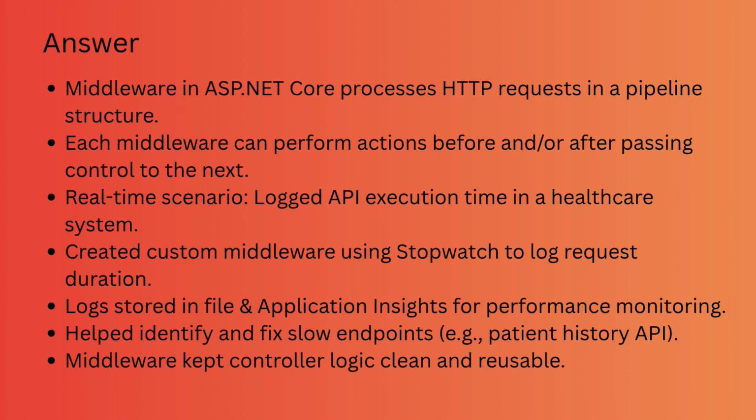Finally, I logged the request path and the time it took to execute into a file, and also pushed it to Application Insights for dashboarding. This helped us identify performance bottlenecks. For example, the API that fetched patient history was taking over 3 seconds. Using this middleware data, we optimized the EF Core query and reduced it to 700 ms.